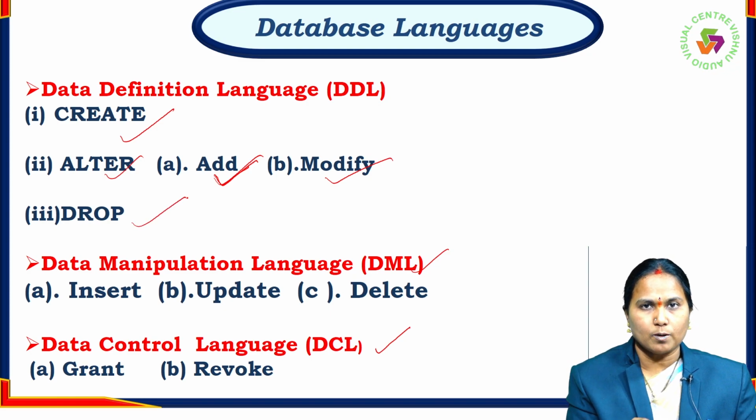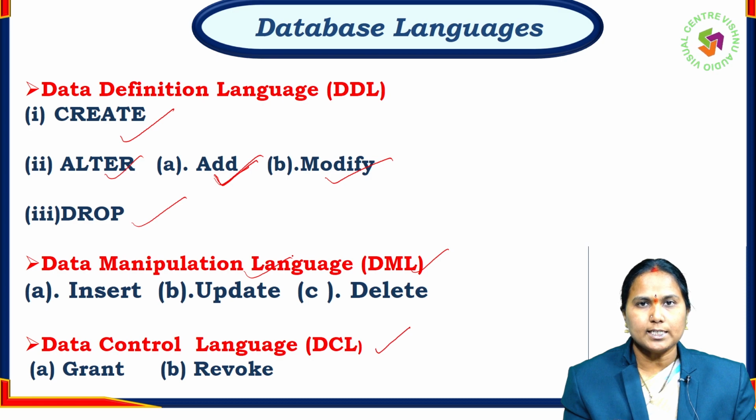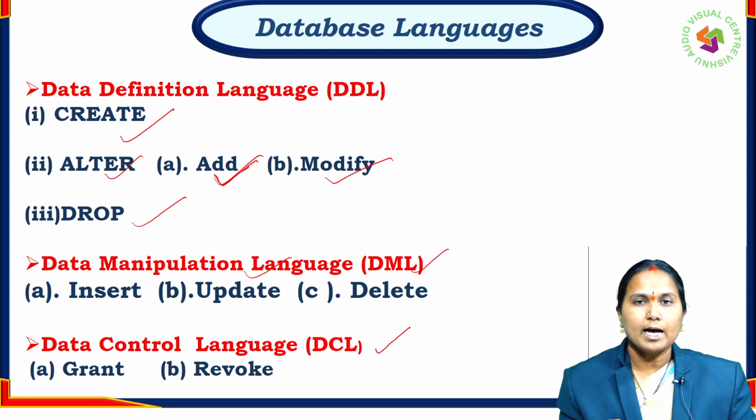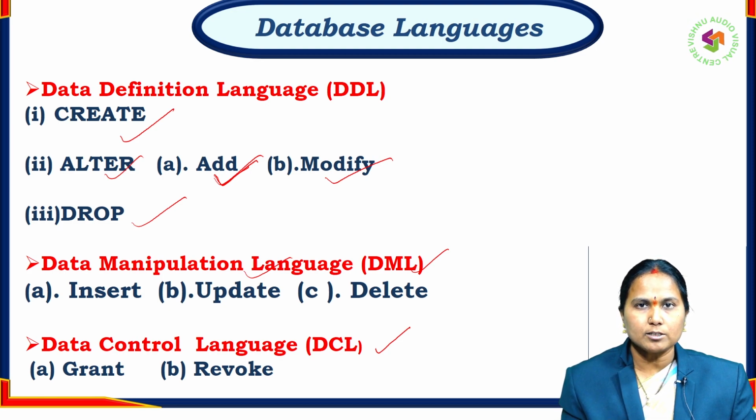Coming to the next one, drop. The drop command is used for deleting the entire structure of the database systems. Coming to the next one, Data Manipulation Language commands. By using DDL commands, we create a database. By using Data Manipulation Language, we can manipulate the data. What are the operations belonging to manipulation? Manipulation mainly concentrates on inserting data inside of the database, updating the data, deleting the data. These are the operations belonging to the Data Manipulation Language commands.